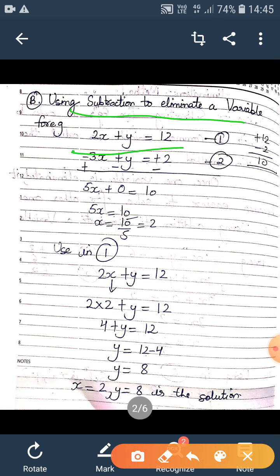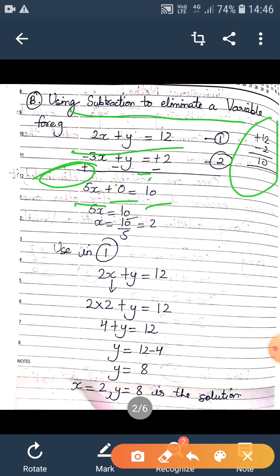Then what is the method? Here we can subtract the second equation from the first equation, and then the variable y with the same coefficient will be eliminated. So in subtraction, as you know, the signs are changed. So minus 3x becomes plus 3x, plus y becomes minus y, and plus 2 becomes minus 2. Now equating with the new signs, we have 2x plus 3x gives us 5x. Here plus y and minus y gives us 0, and plus 12 and minus 2 gives us 10.